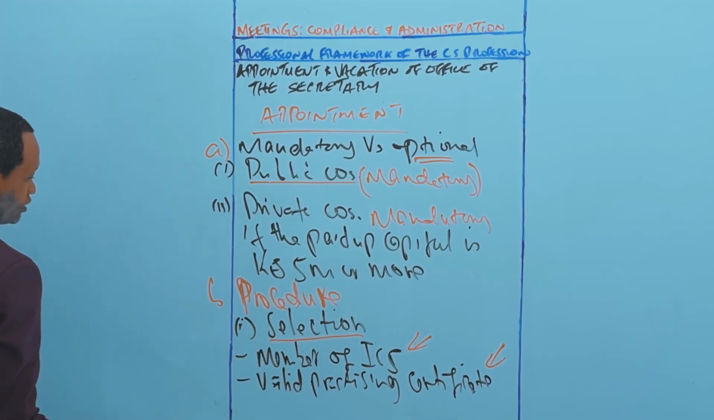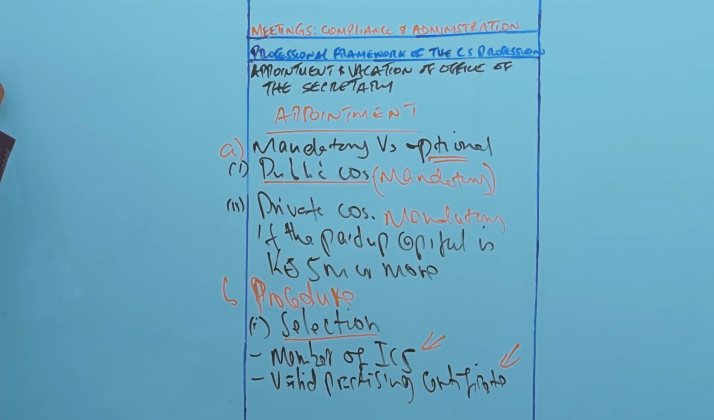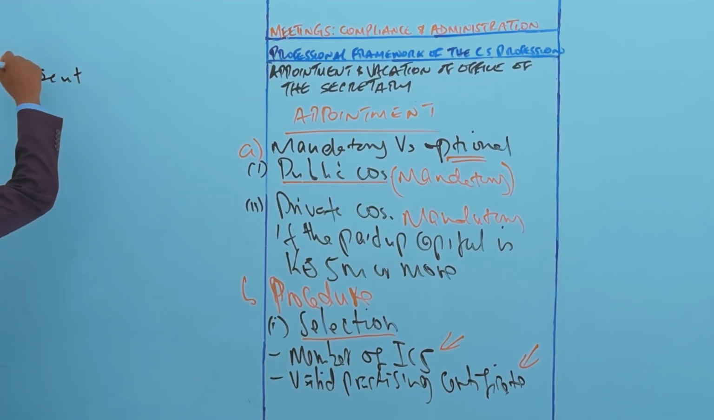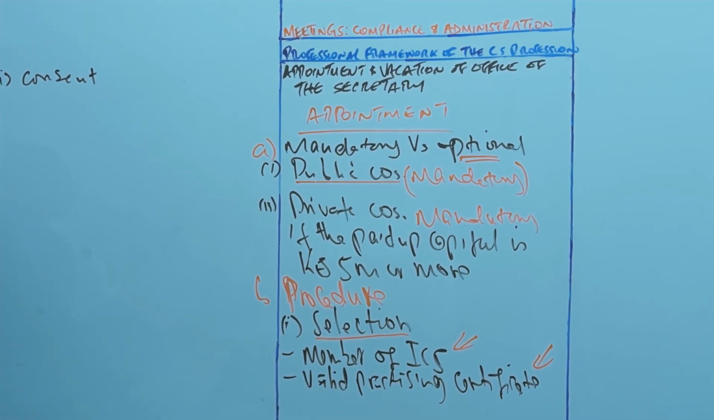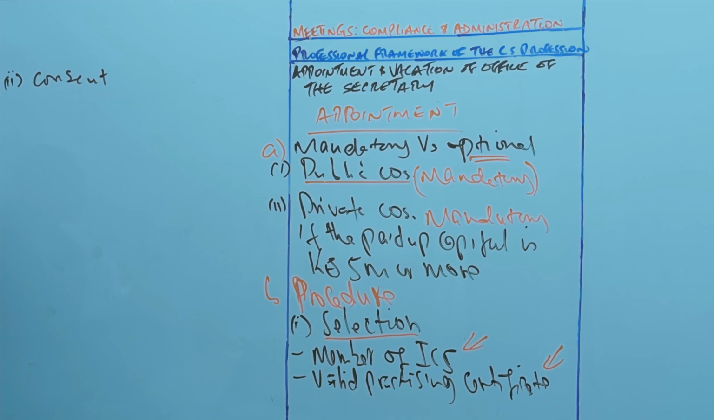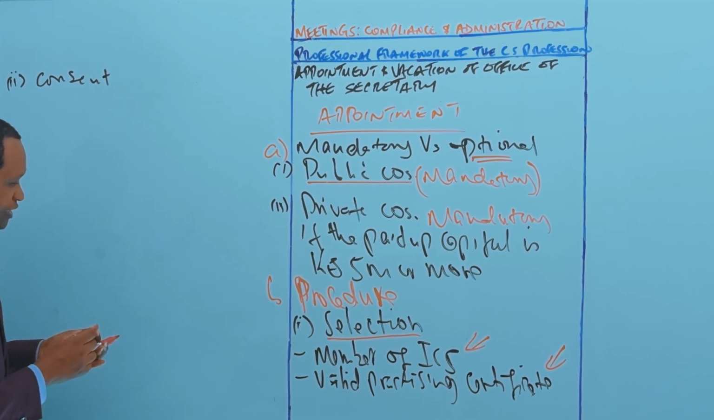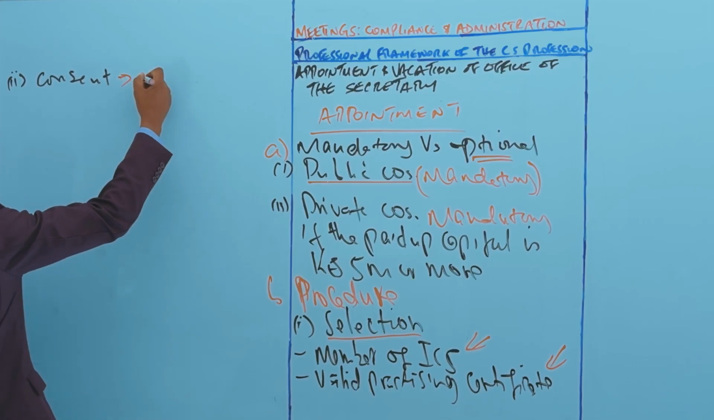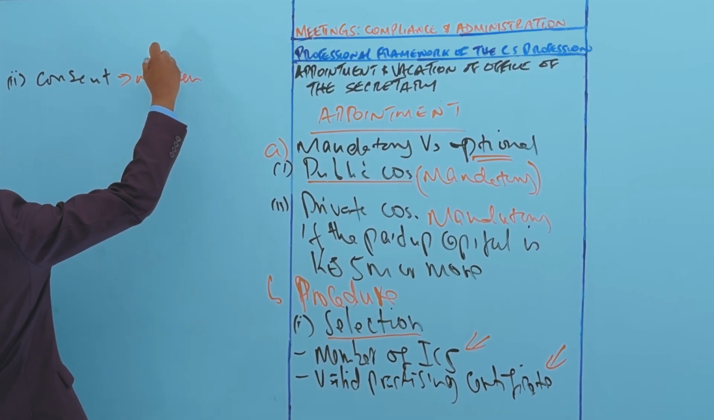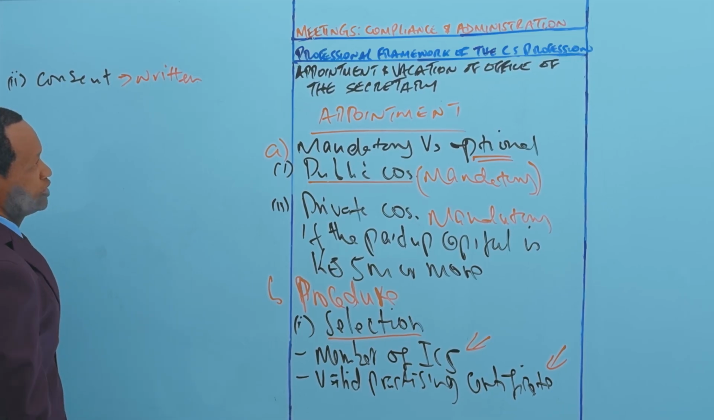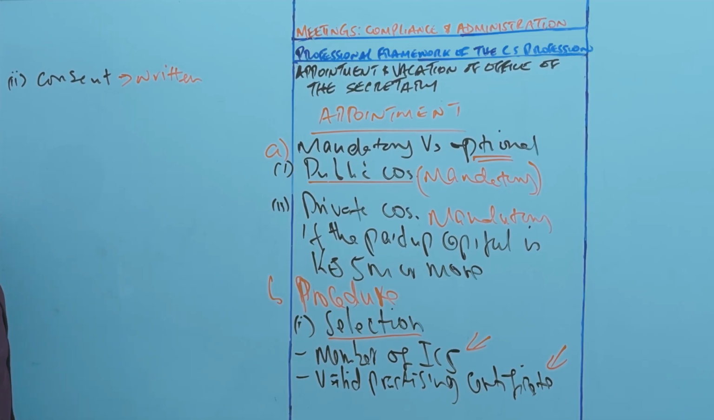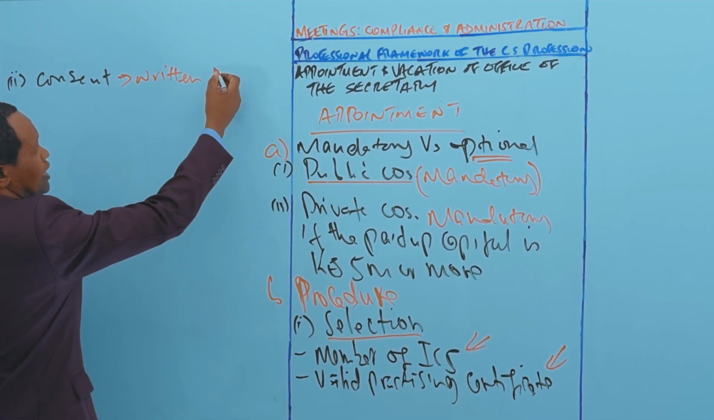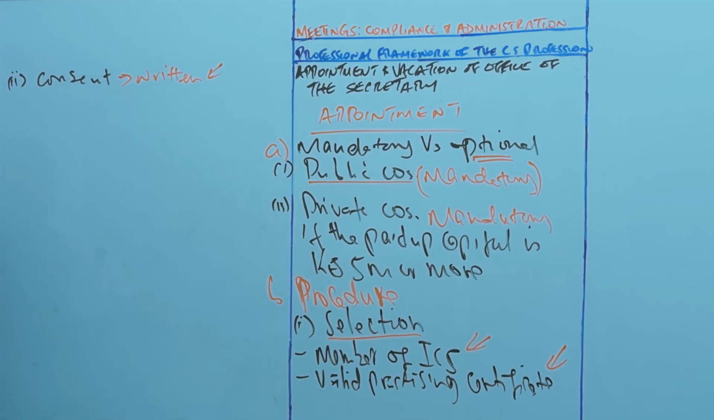This is number 1, selection. Then number 2, consent. The individual must provide written consent to act as a secretary. This consent must be written. Because you may be selected, but you are not willing to act as a company secretary. Or you may be willing to act as a company secretary. For you to demonstrate the willingness, you have to have a written consent.